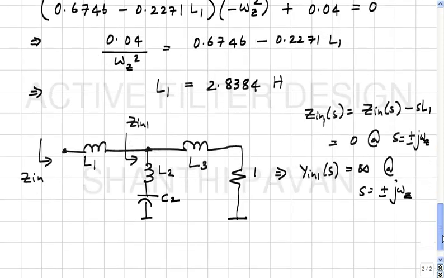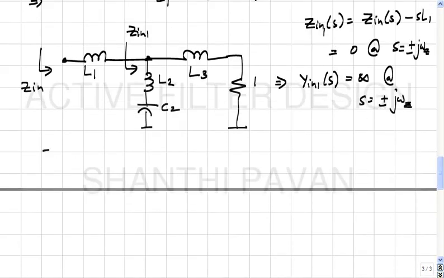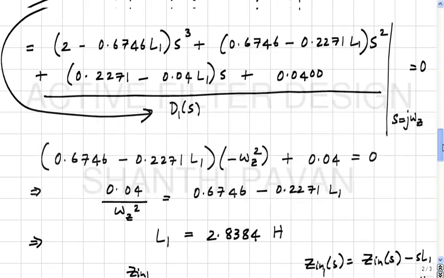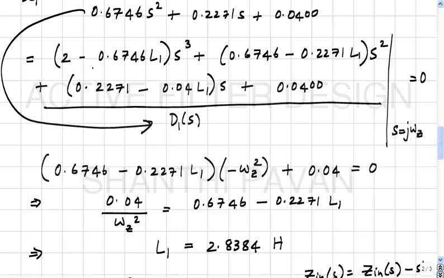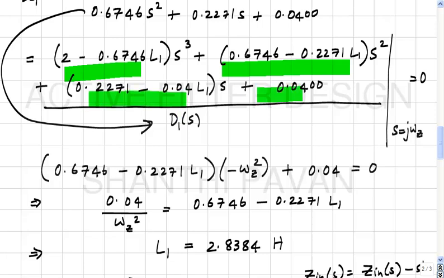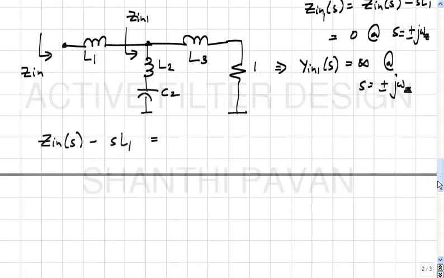So what we now need to find is Zin of s minus SL1. Can we find it or not? We can, because we know Zin of s. We've just found L1. So how do we find Zin of s minus SL1? Please help me out here. We've already found L1. So plug into this equation and tell me what the polynomial is.